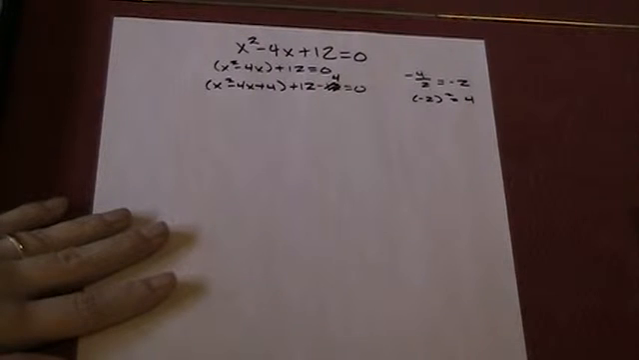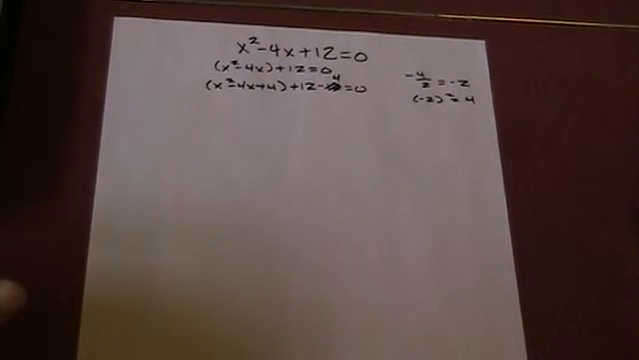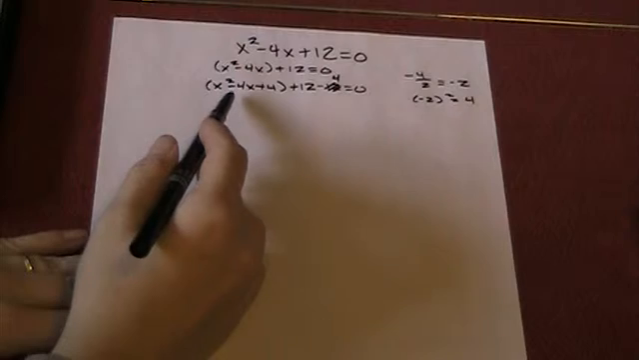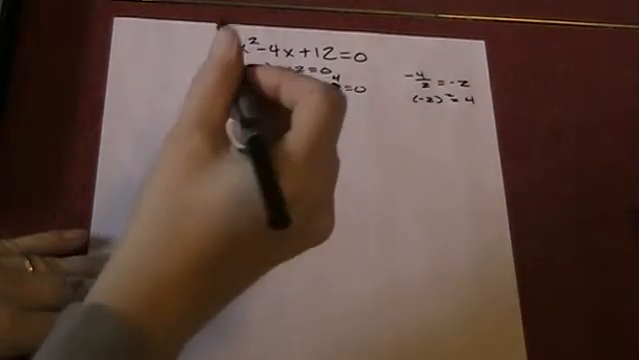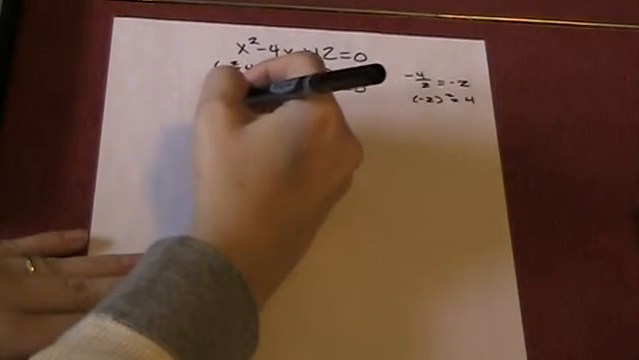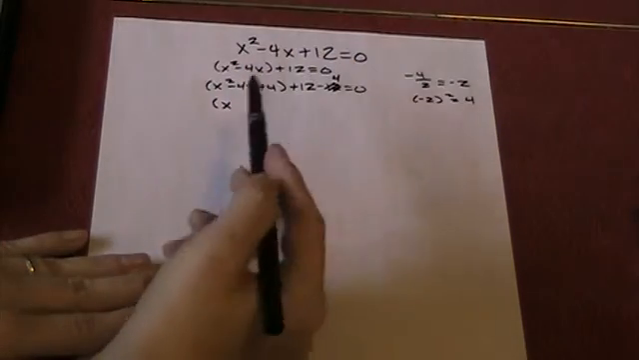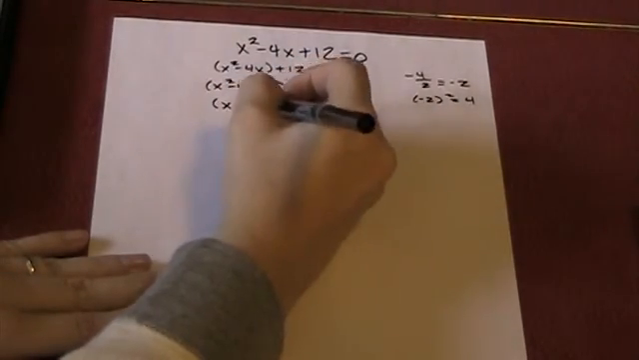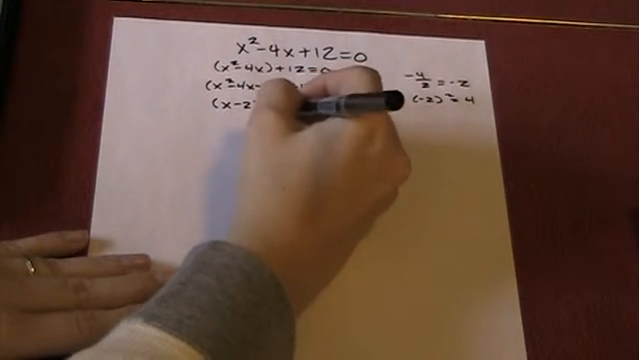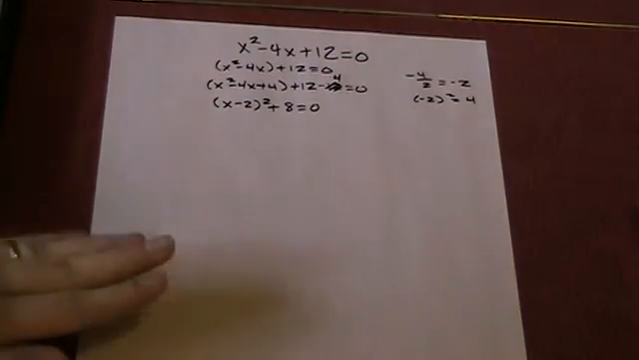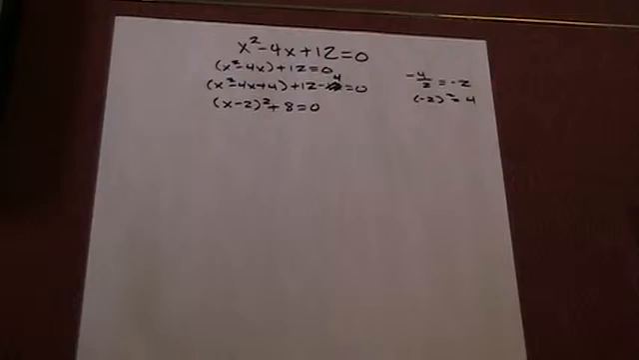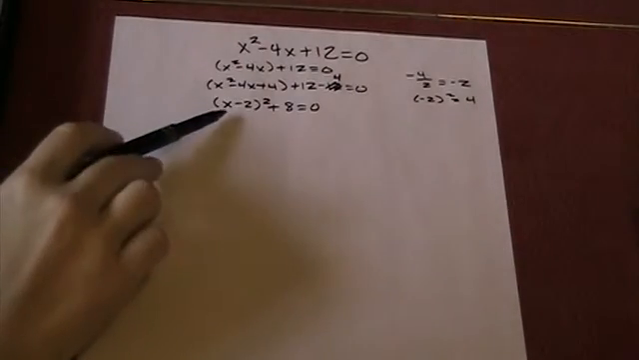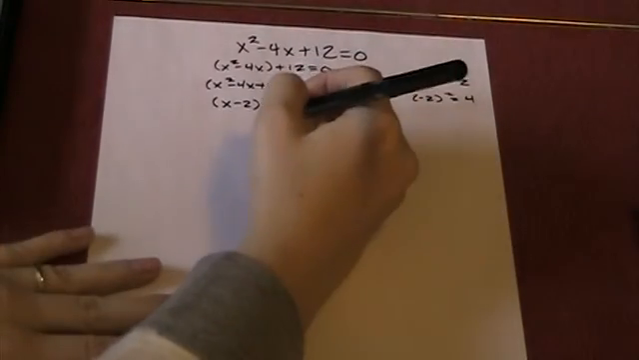Okay? And then what I would do is replace the trinomial with the binomial squared. And I would get the constant value by dividing the b value by 2, which is negative 2. And then 12 minus 4 is 8. And then the next step would be to isolate the binomial squared. So I subtract 8 from both sides.